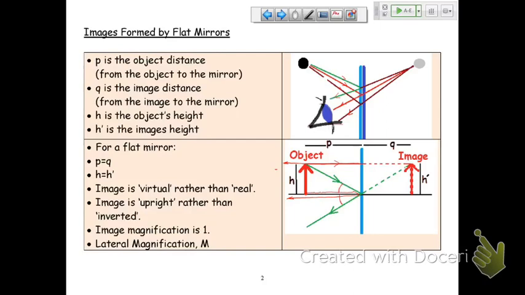And these three rays never cross. The two red ones and the green one never cross. But that's not the end of the world. We just back project. So I back project my red one at the top. I back project my green one. And they appear to cross at this point here. And so that's where my image is. It's behind the mirror. And that's when you look in a mirror, the person seems to be behind the mirror.